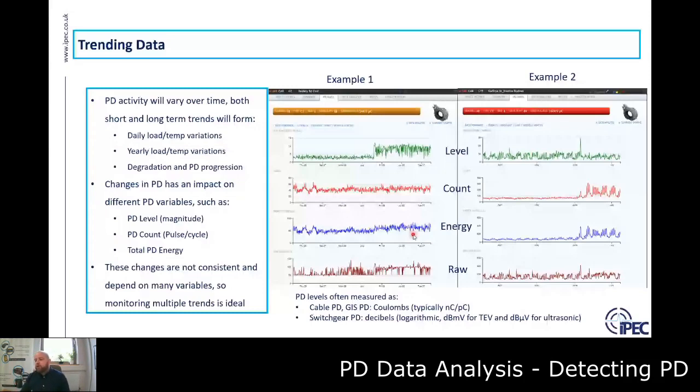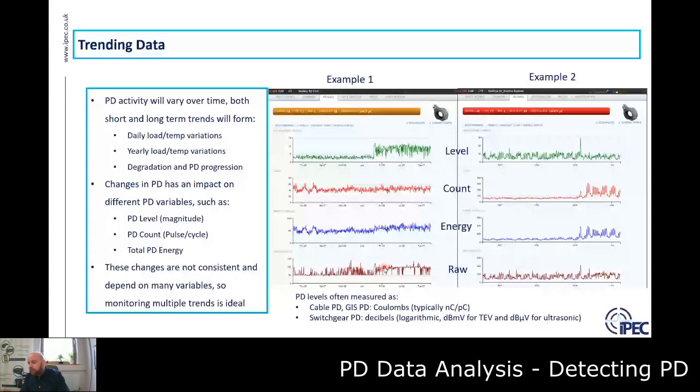So that's why it's important to trend data on different variables, not just look at the PD level, not just look at the PD count, and equally not just look at the overall energy. It's important to understand what's happening at a deeper level. And then, of course, at the bottom chart here is the raw data. It's also important to plot raw data over time as well. Very useful to understand what that background level of noise is, just as a double check, to make sure that you understand how the PD is relative to the background noise, which is helpful when it comes to any further investigation that you might be conducting on site as well.